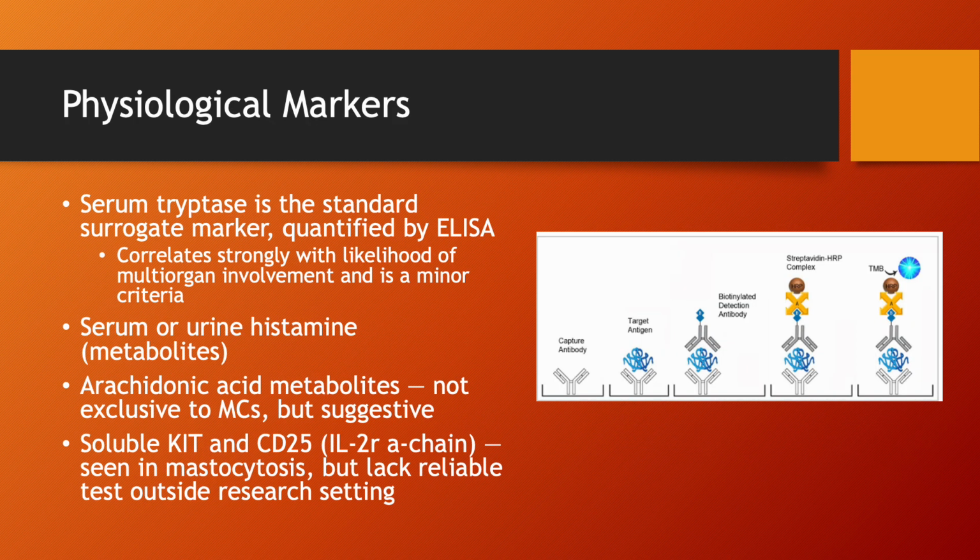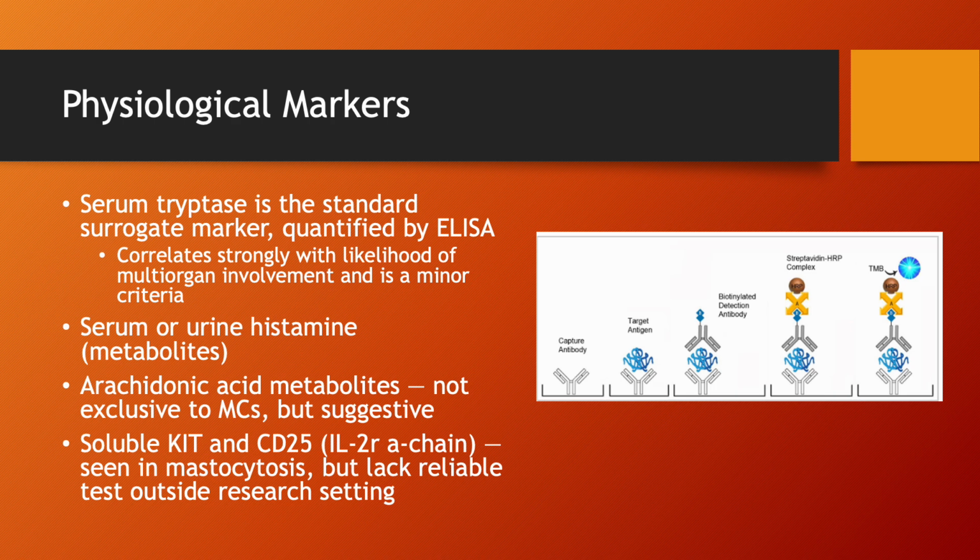As far as physiological markers that we're looking for, serum tryptase is a standard surrogate marker that you would take via ELISA, and this is really going to correlate strongly with the likelihood of how many organ systems, I should say, are involved. Serum and urine histamine or various metabolites of histamine are useful. Arachidonic acid metabolites are also very helpful because they can suggest mast cells even if they're not exclusive to them. And then we can also look for soluble KIT receptor and CD25, which are seen at much higher or elevated rates in mastocytosis.